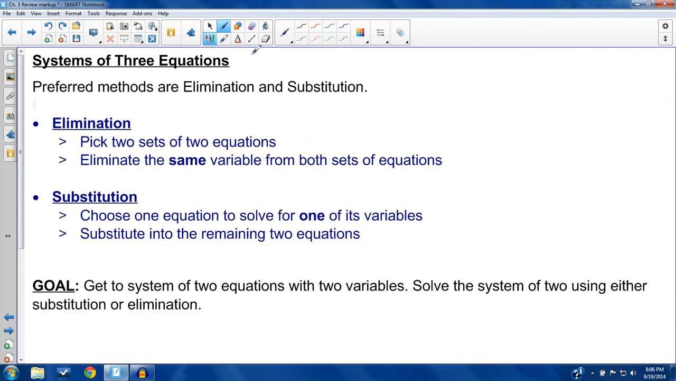Okay, systems of three equations. We did two equations. Now we're going to three. We haven't graphed before with three equations, or not three equations, with three unknowns. That is three-dimensional graphing. So we're just going to do elimination and substitution here. Let's talk about elimination first.